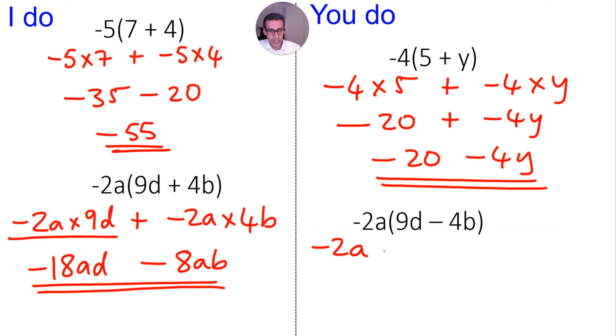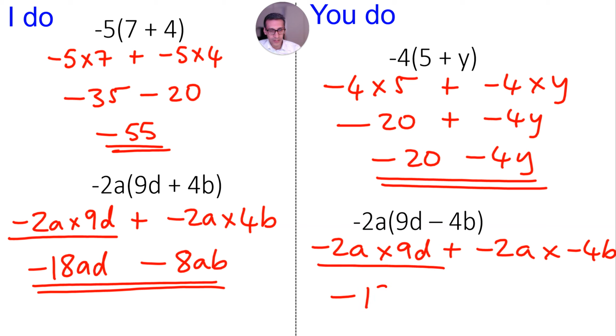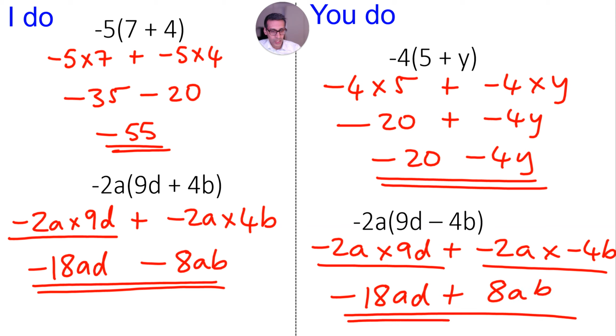So we're going to do negative 2a times 9d. That's the same as the previous question, but this time we're going to add negative 2a times negative 4b. So that's the difference here, that negative 4b. The first bit stays the same, that's just going to give you negative 18ad. The second bit, we are adding now negative 2a times negative 4b. We're going to multiply 2 and 4, negative 2, negative 4. It's going to give you positive 8, and then a times b is just ab. So practically the same answer, except the sign changes from a negative to a positive.